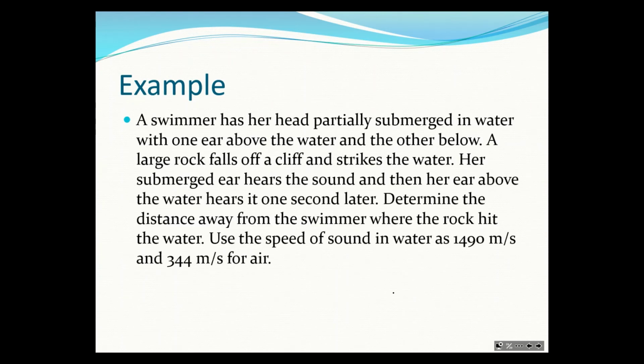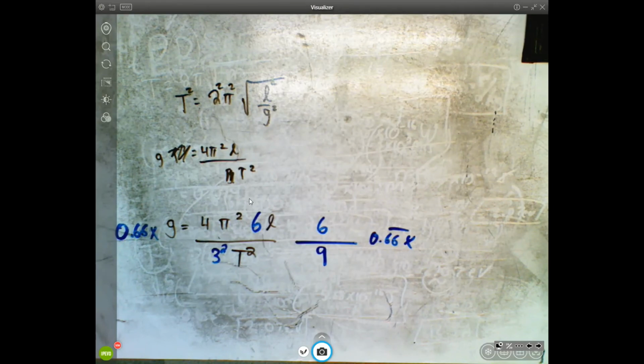Okay, this last one is a tricky one, so I'm going to go through it. A swimmer has her head partially submerged in water with one ear above the water, the other one below. A large rock falls off a cliff, strikes the water. Her submerged ear hears a sound, and then her ear above the water hears it 1 second later. Determine the distance away from the swimmer where the rock hit. Use the speed of sound in water as this, and use the speed in air as this. Okay, so let's do this.